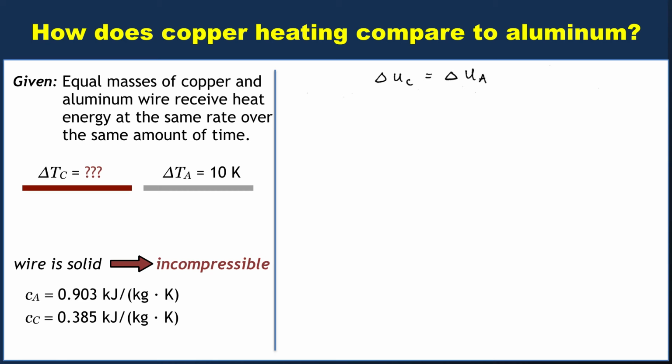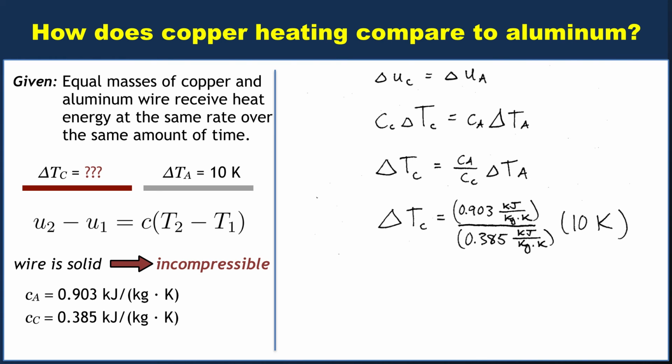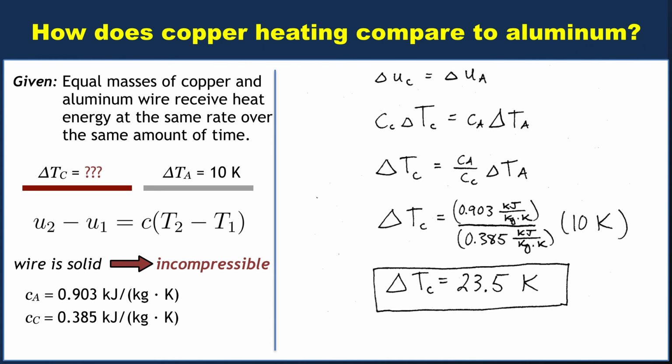Well, here is where you refer back to your lecture notes. For an incompressible substance, you can take this shortcut over to the left, that delta U equals C delta T. So if we put subscripts on that expression, we now see that C sub C, which I realize is awkward, that's the specific heat for copper, times delta T sub C must equal C sub A times delta T sub A. Alright, let's rearrange this for the change in copper's temperature, delta T sub C. We do that, and now we can just put in values for both the specific heats and delta T_A. Alright, we do that, and we calculate that delta T sub C equals 23.5 Kelvin.